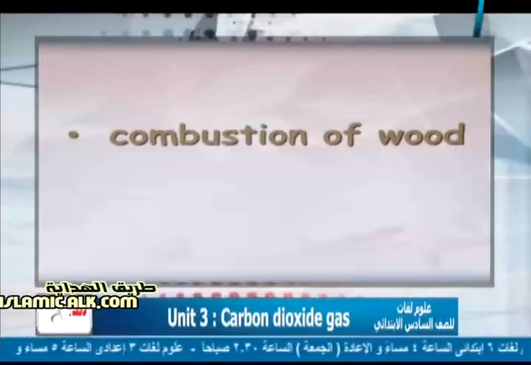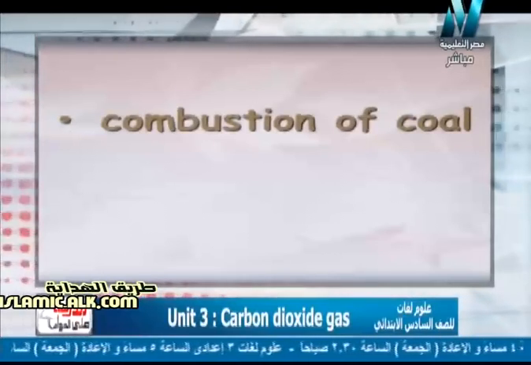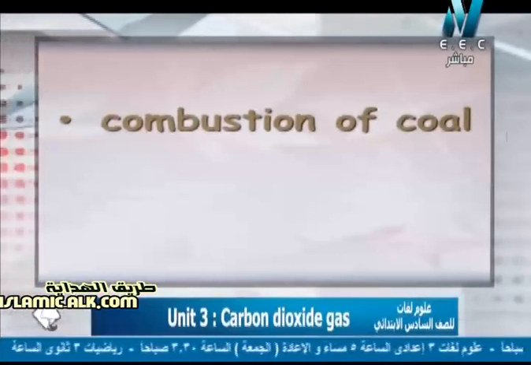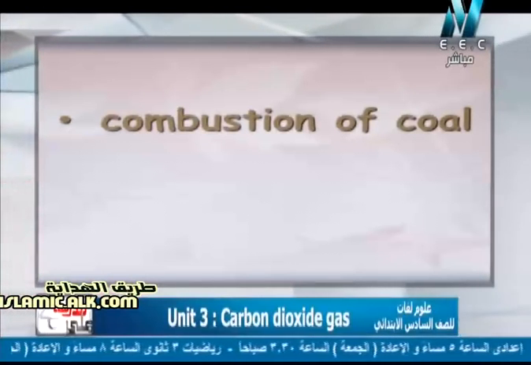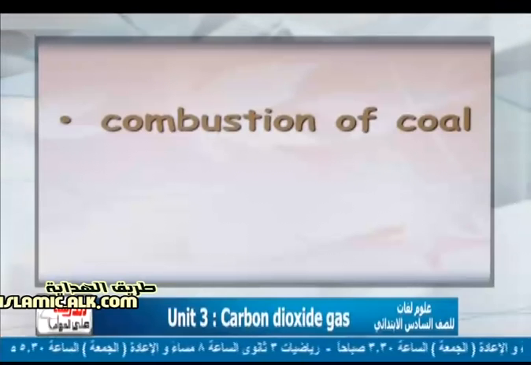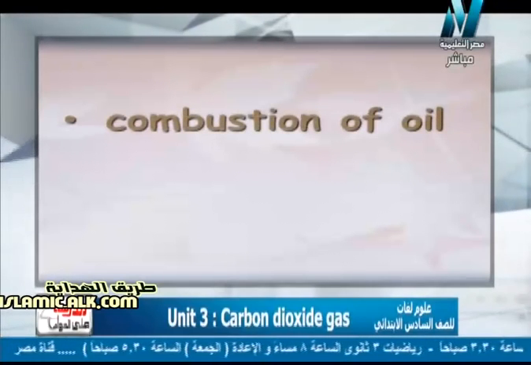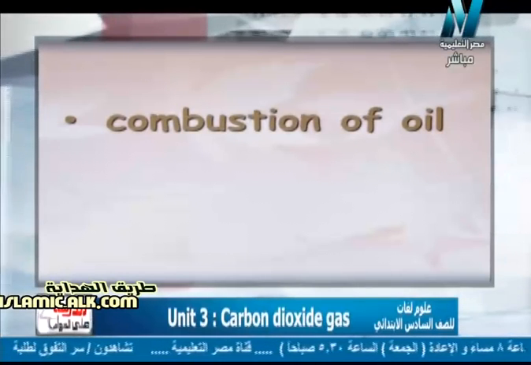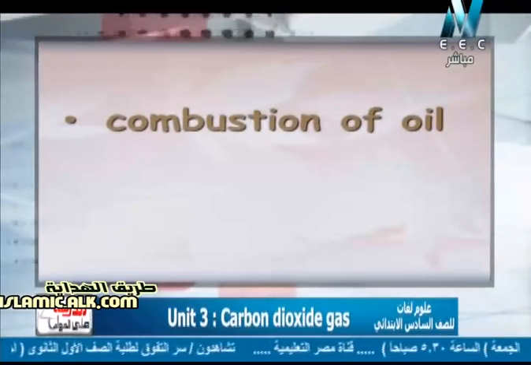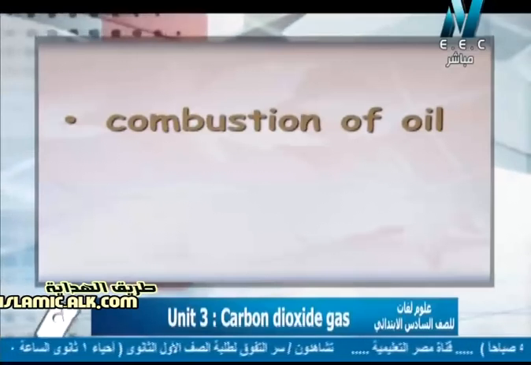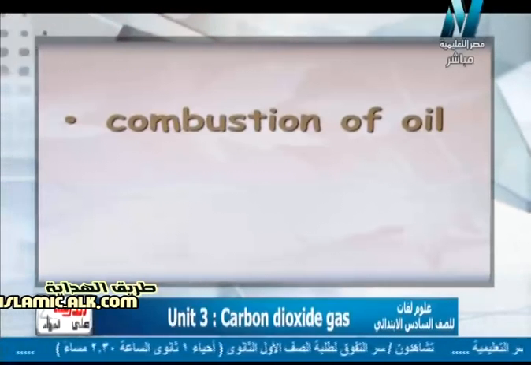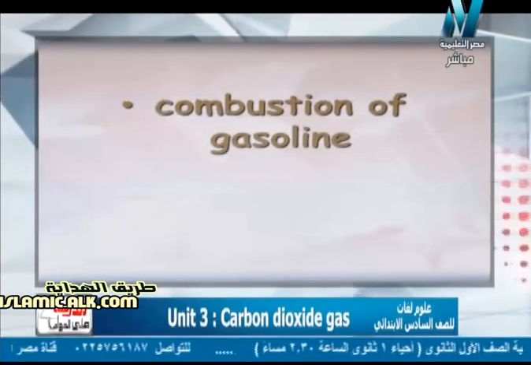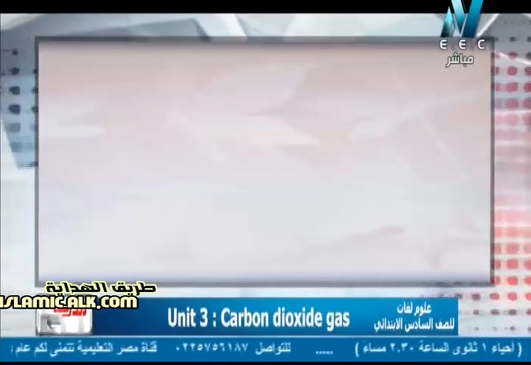Another source: combustion of coal احتراق الفحم. Combustion of coal أو احتراق الفحم أو burning of coal also produces carbon dioxide gas. Another source: combustion of oil احتراق الزيت. زيت بأنواع بقى كلها. اوكي يعني زيت بترول، زيت حتى زيت الطعام نفسه if it is burned لو اتحرق it will produce carbon dioxide gas. Another source: combustion of gasoline.